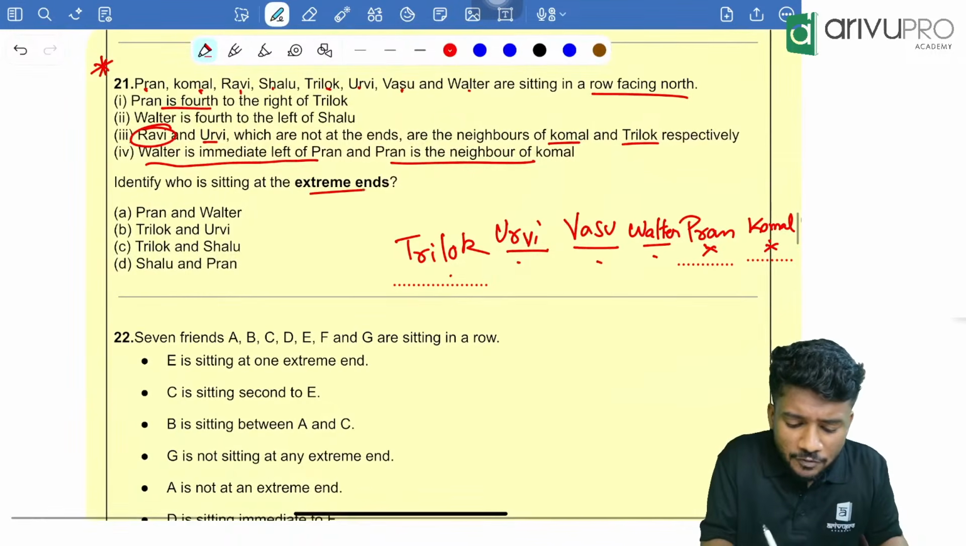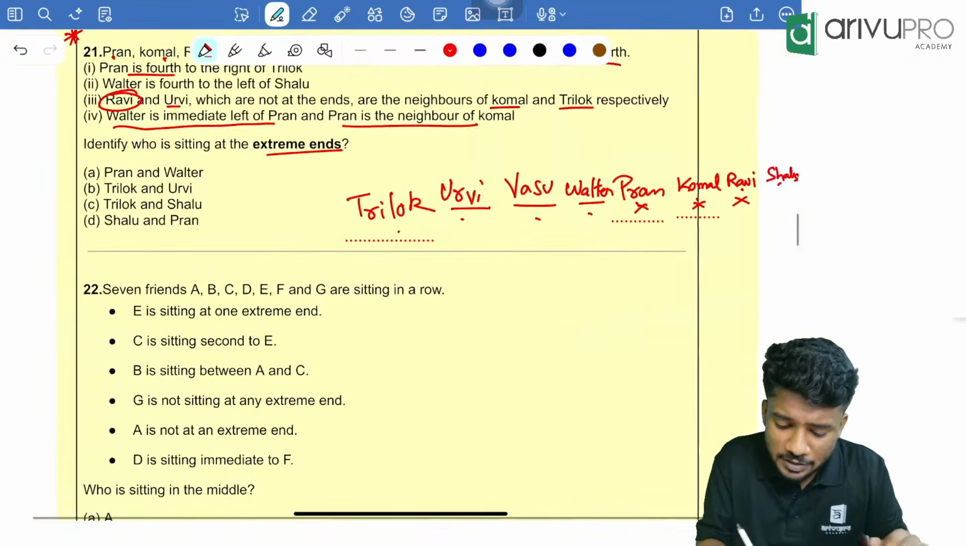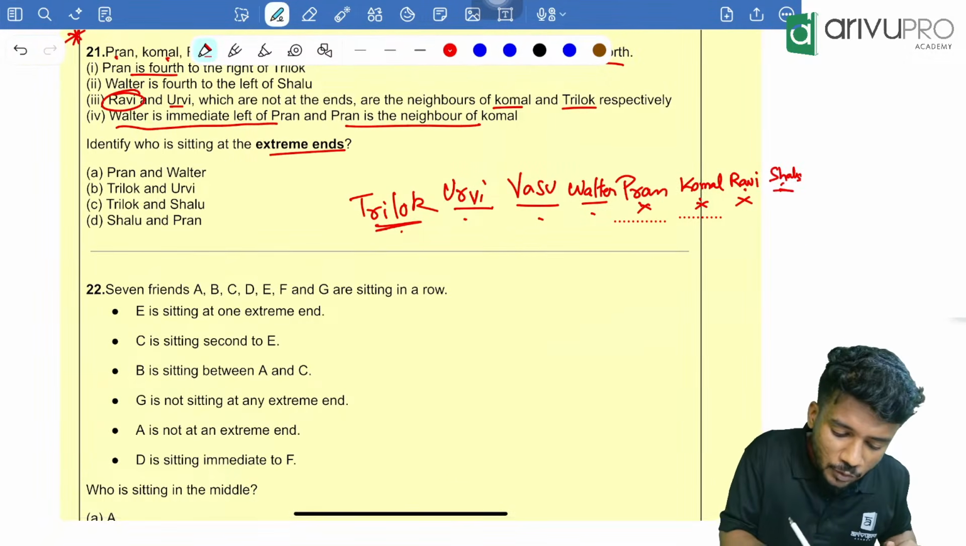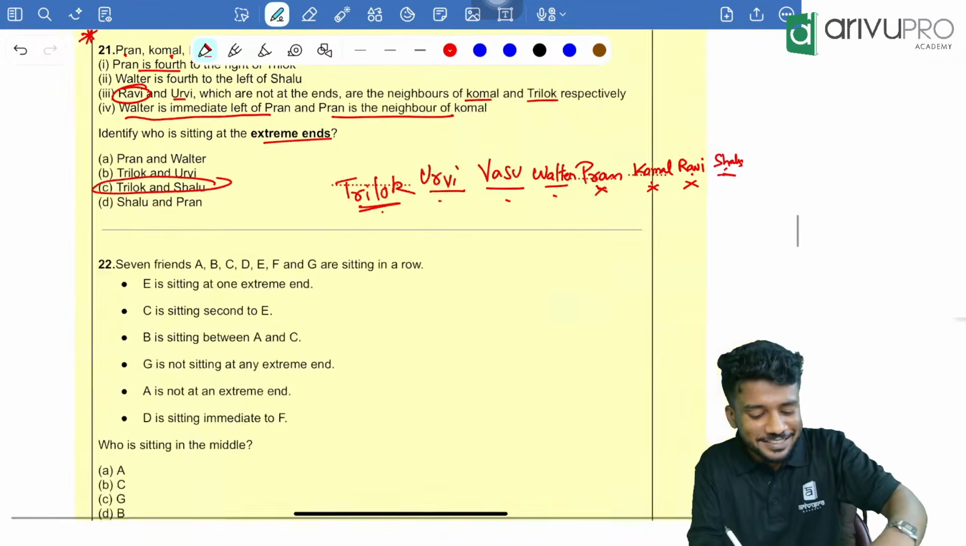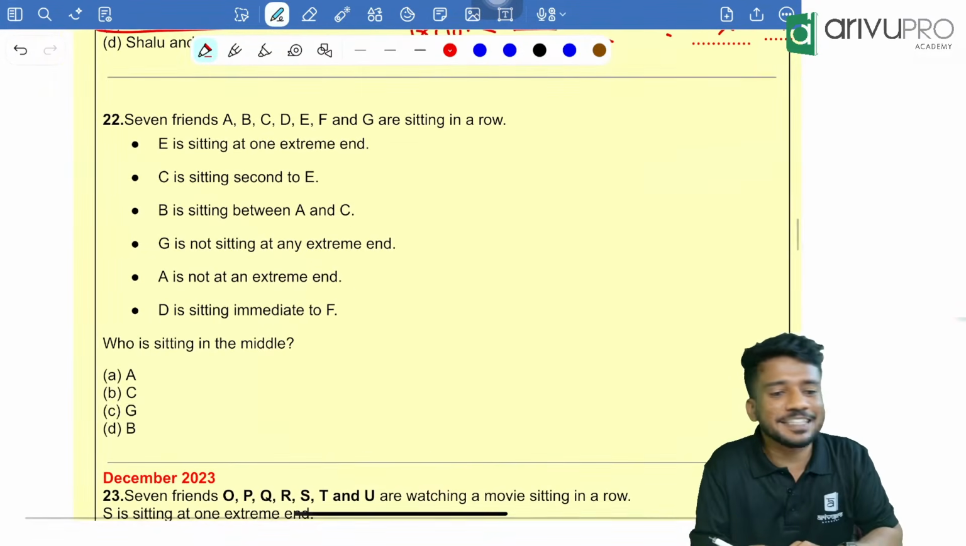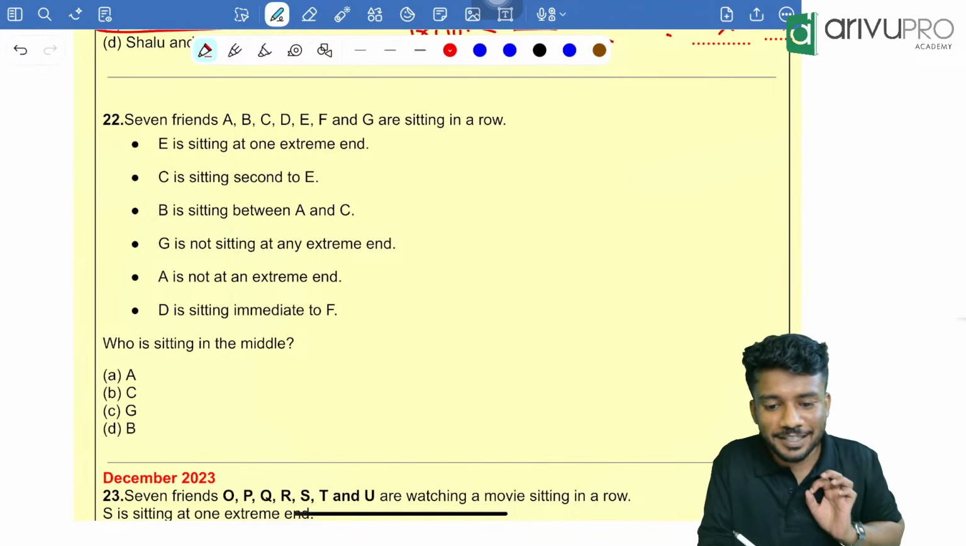Next one, identify who are at the extreme ends. Trilog and Shalu are at the extreme ends. Option C is the answer. Very easy question, very easy answer. Everyone got it? Yes, sir.